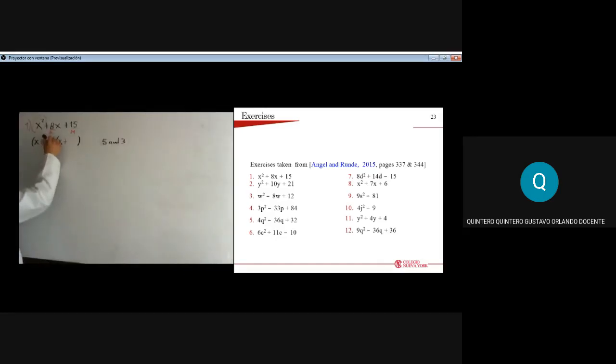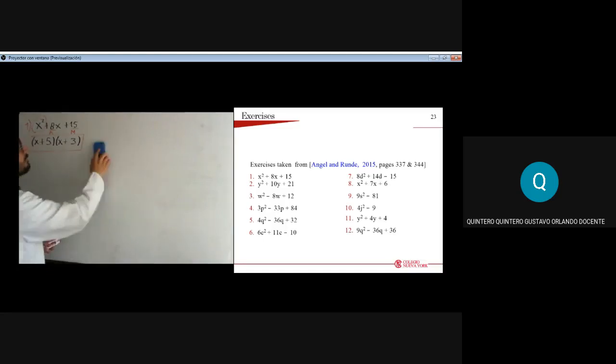All you need to do is put 5 and put 3. But did you put 5 and 3 or 3 and 5? It doesn't matter because both of the signs are positive. And there we go. Just like this, we found our factorization of the first exercise.